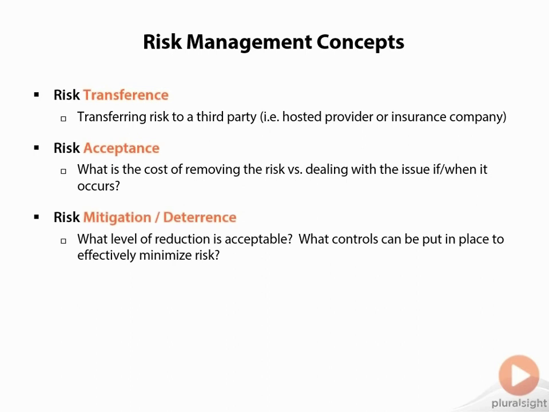And then we have risk mitigation or deterrence. Okay, what level of reduction is acceptable? What controls can be put in place to effectively minimize the risk? So yes, we can put antivirus on everyone's computer, and that may be a fairly easy, acceptable thing to do to give us antivirus protection. But no, we're not going to sit there and put a firewall in front of every single person's computer. We're not going to throw up some type of piece of hardware in front of everyone's computer and lock it down to the point where they can't do anything. So yes, you could put controls in place that make it virtually impossible to breach, but again, at what cost?